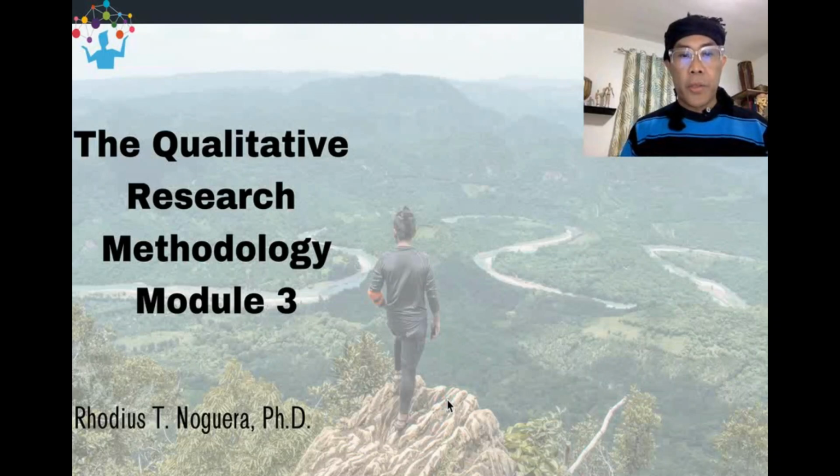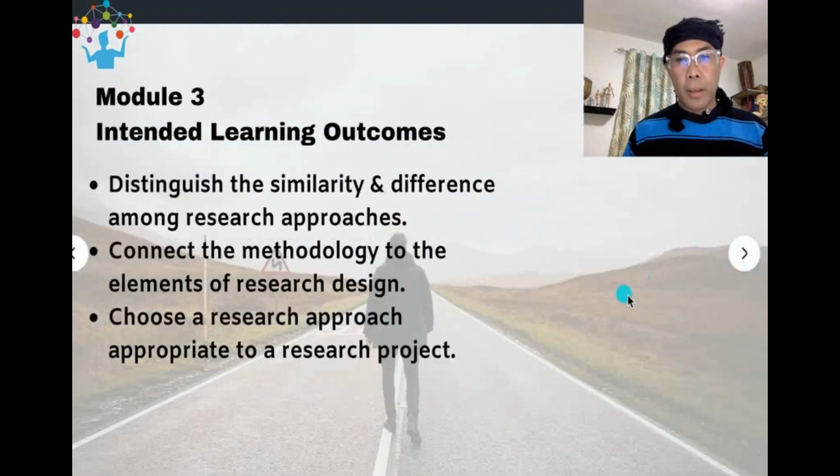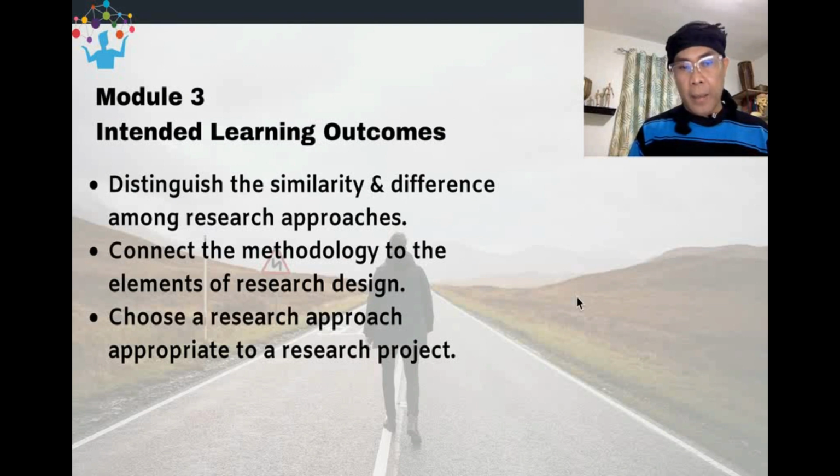Qualitative Research Methodology, Module 3. The intended learning outcomes for Module 3 are to distinguish the similarity and difference among research approaches, connect the methodology to the elements of research design, and choose a research approach appropriate to a research project.